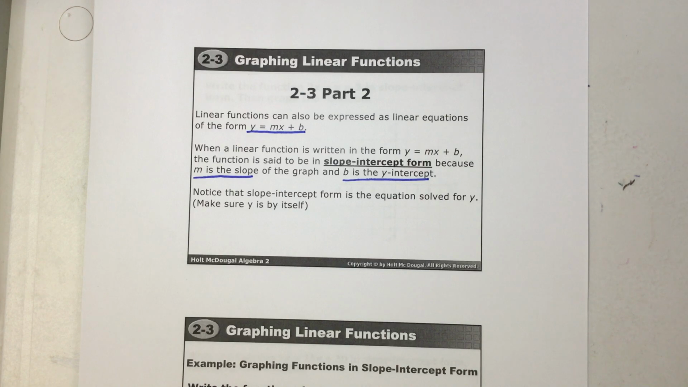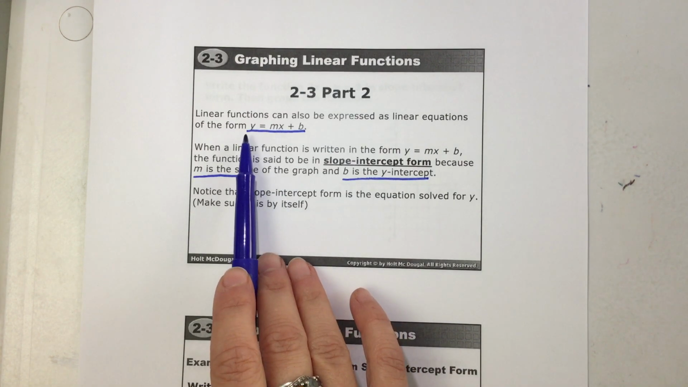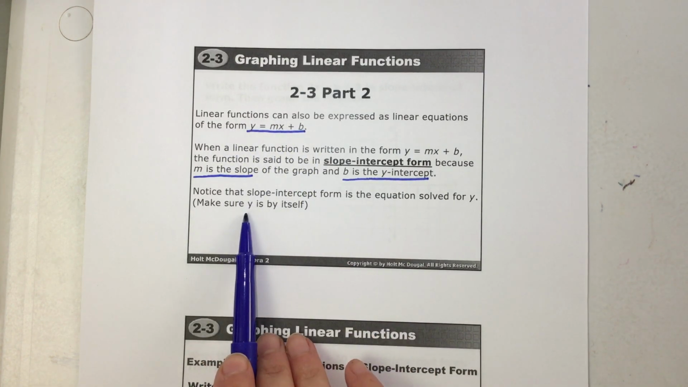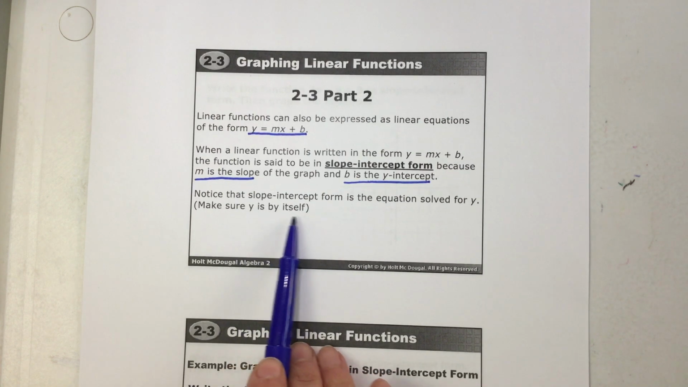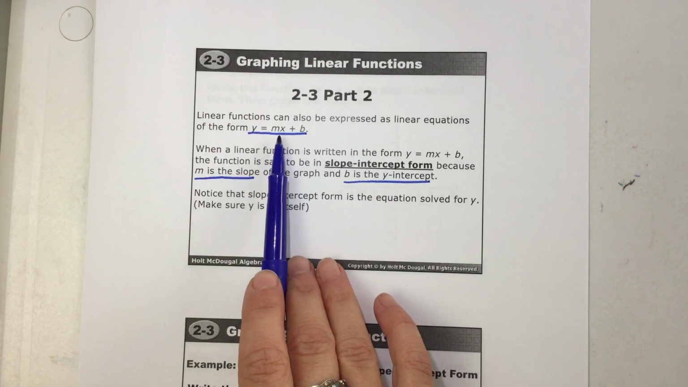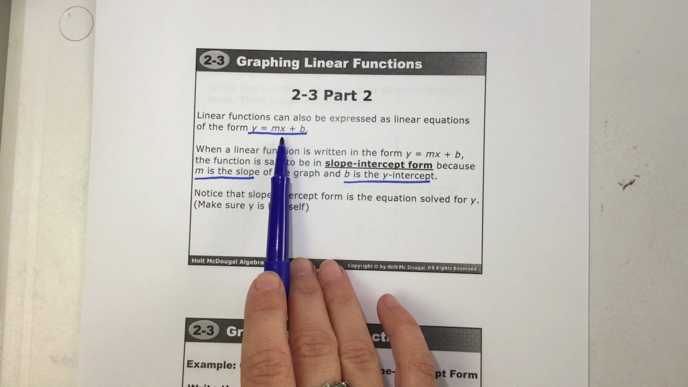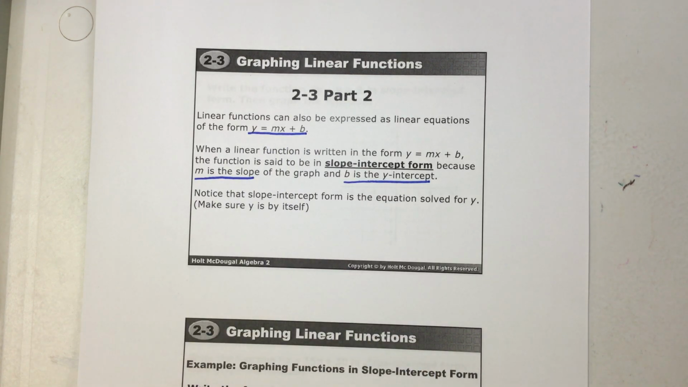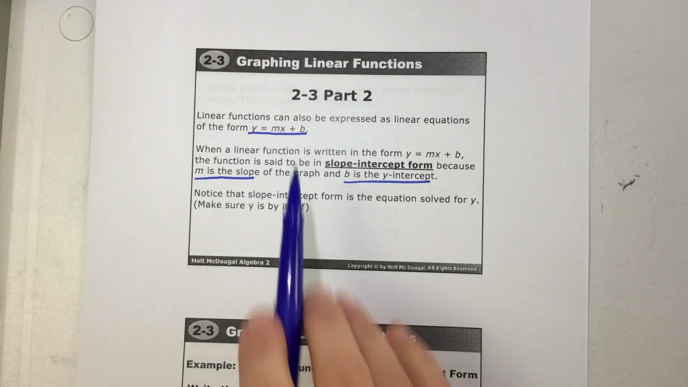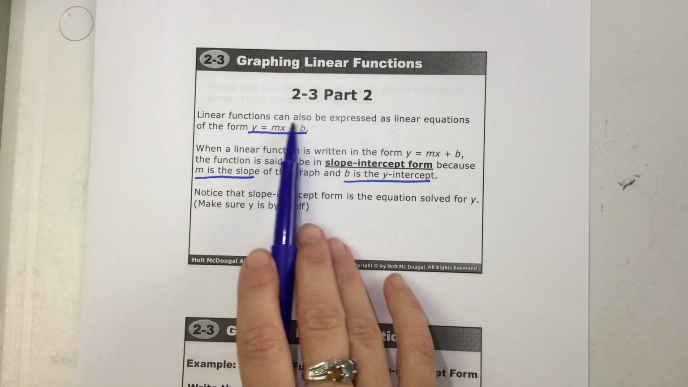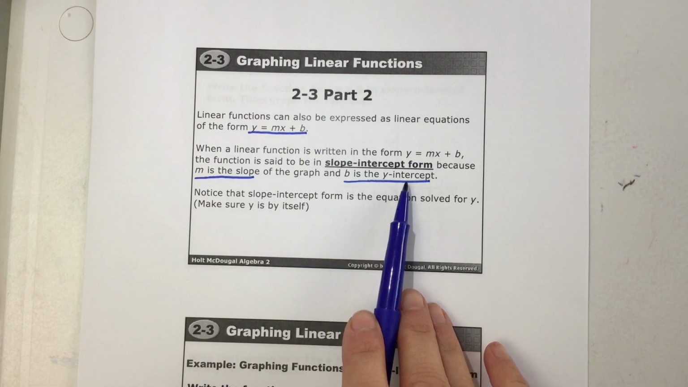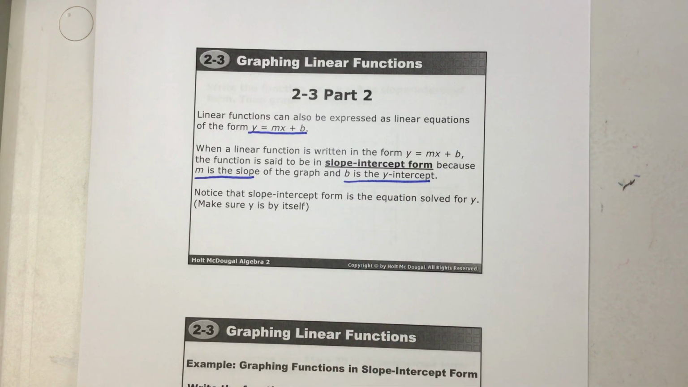Okay, so one thing that you really want to make sure that you realize is that in this form, y is by itself. So you want y by itself. The value that is connected to x, that is your slope. Remember at the beginning of 2.3, we talked about the slope being rise over run. You can go up and to the right, or you can go down and to the right. Now b, the value after the x, think of it as a starting point. That's your y-intercept. That's where the line will cross the y-axis.